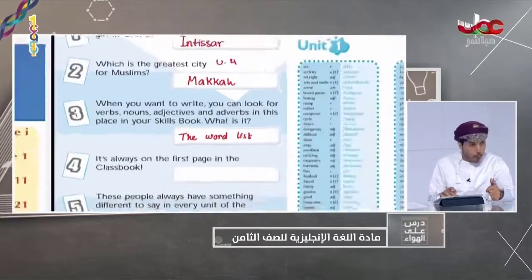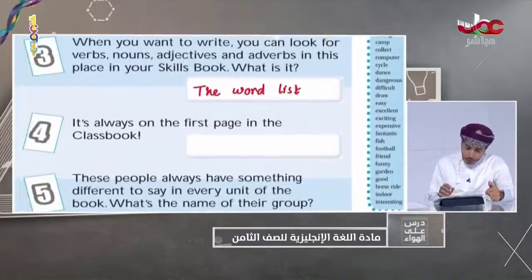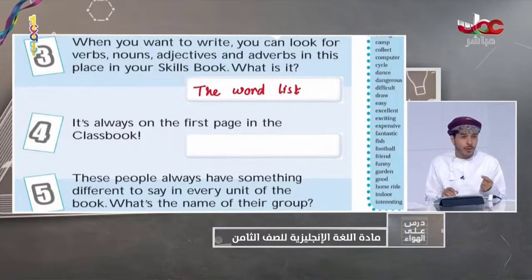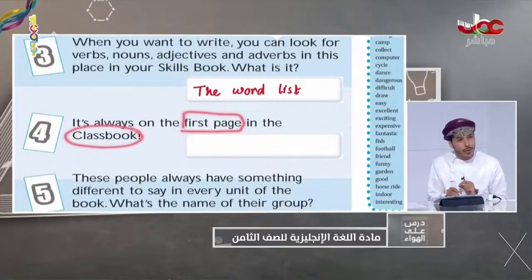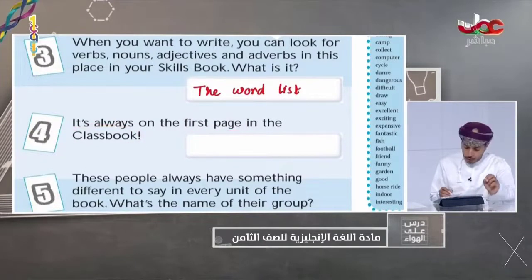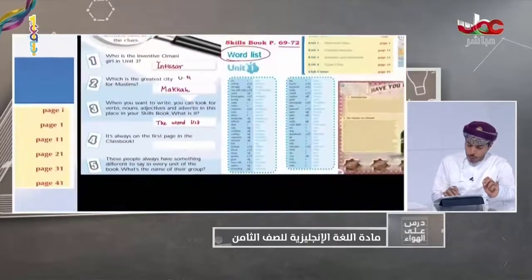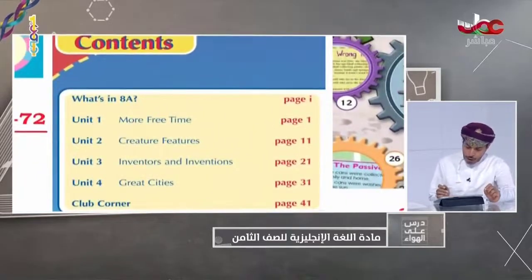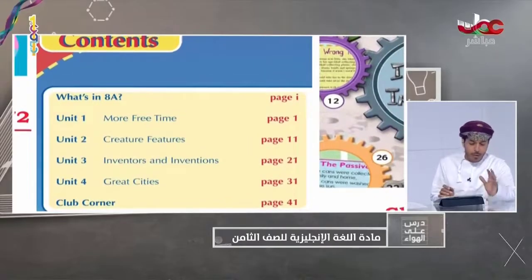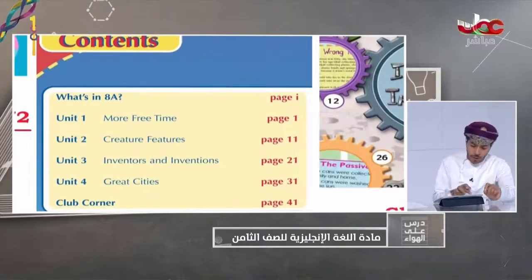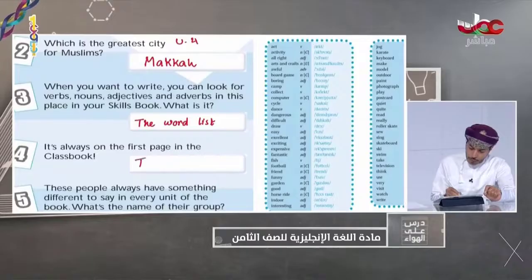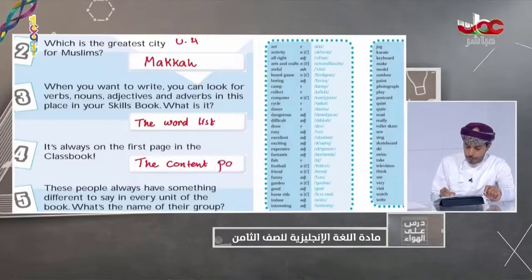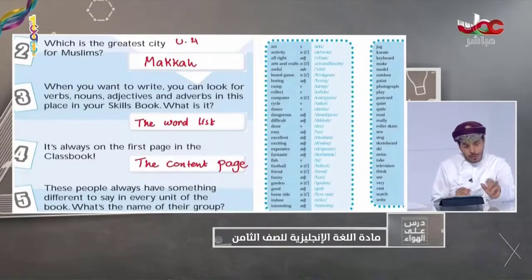So now let's move on to the fourth clue. On this one, it is always on the first page in the class book. So here, what is the first page on the class book? What do you think? We have just discussed it a few minutes ago. What is on the first page of your class book? The content page. Okay? This is our first page on the class book. So if we answer this one, we can write the content page. Okay, so this is how to answer this one.